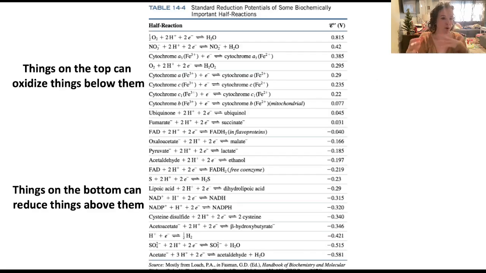So when we're thinking about what types of molecules can reduce or oxidize others, we can use that tool to think about electrons going from low on this table to high on this table. You can also use the rules that I've shown here on the slide. Things on the bottom can reduce things above them, so they can be reducing agents. Things on the top can oxidize things below them, so they can be oxidizing agents.